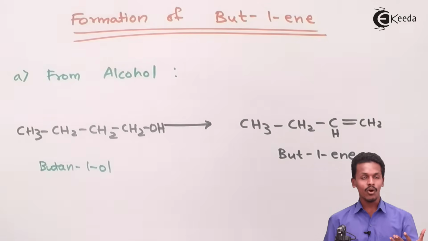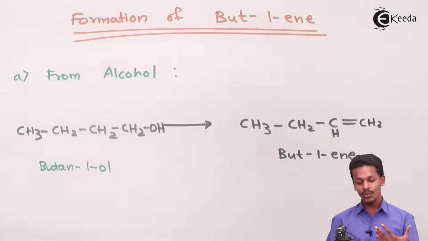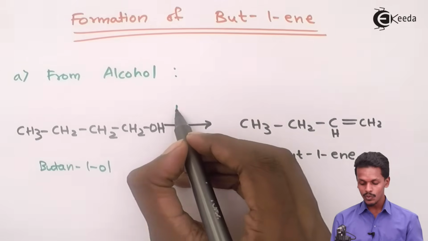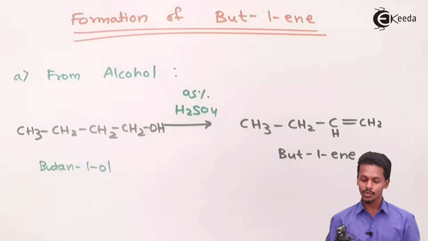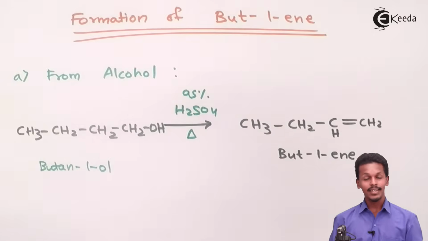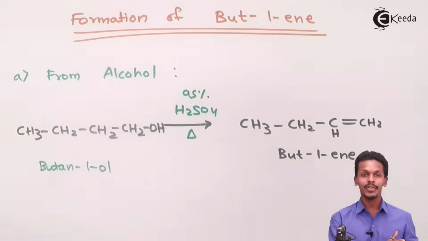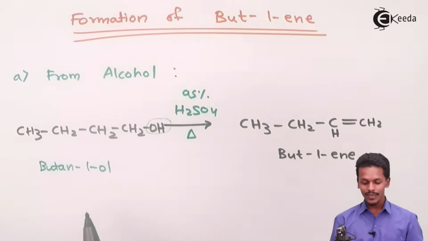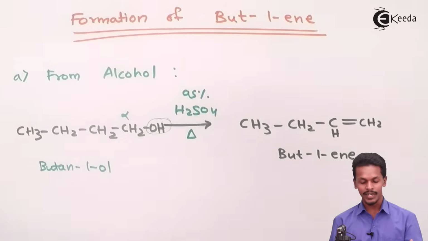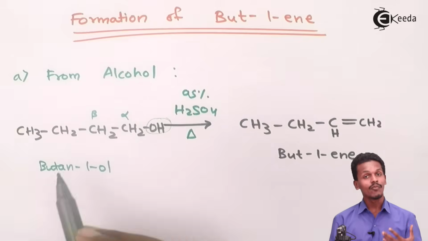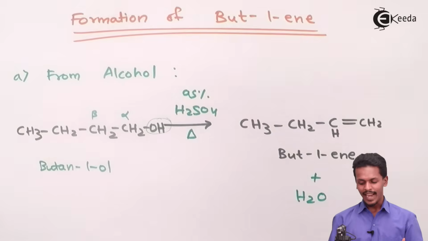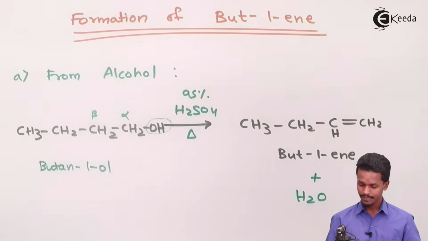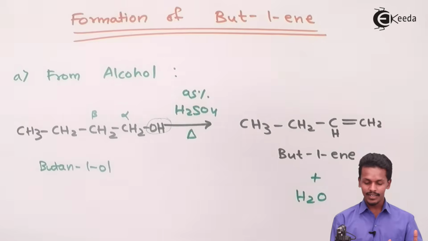Because it is an alcohol, obviously we have to use H2SO4, and moreover it is a primary alcohol, so we have to use 95% concentrated H2SO4, and we have to heat it. In this case, because of the beta elimination process, the OH will be removed. If this is the alpha carbon atom, then this would be the beta carbon atom, and one hydrogen of the beta carbon atom would be removed in the form of H2O, and now we obtain the product. This is how we have obtained butene from butan-1-ol.